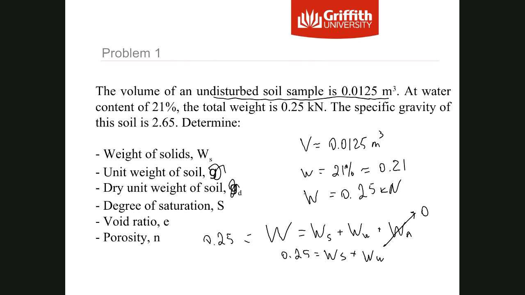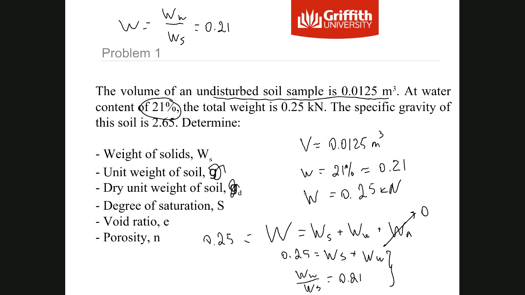So remember the water content. I showed you the definition using mass, but it's the same thing for weights: weight of water divided by weight of solids. And we know that the water content is already 0.21. So it's 21%, but I changed it to a ratio. So I can write this equation here: weight of water divided by weight of solids equals 0.21. So we have two unknowns and two equations that we can solve.